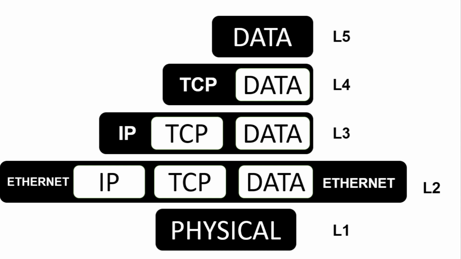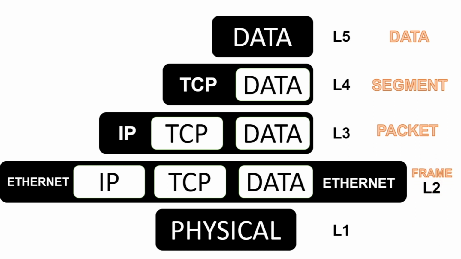Now it is important to know that at each stage, the data has a specific name. At layer 5, it is just called the data. Once the transport information has been added, it is now called the segment. In the network layer, the added information makes our segment a packet. And finally, once we add our data link information, our packet becomes a frame.